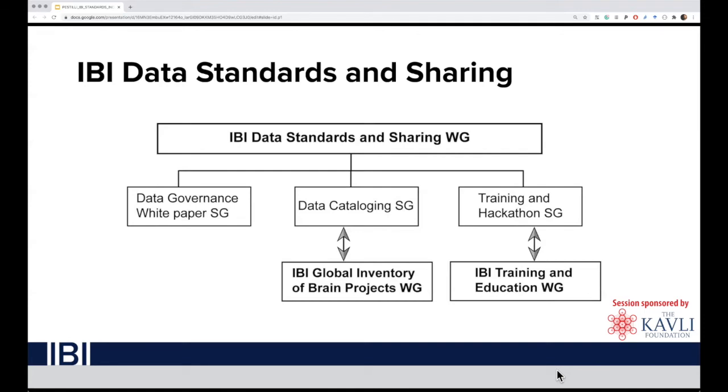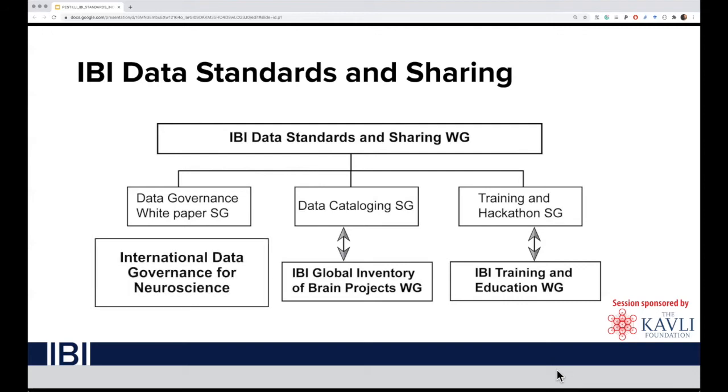But as we were writing the white paper, we realized that there was a need for making the case for international data governance for neuroscience. Indeed, as we were trying to learn about all the different initiatives, we realized that there wasn't clarity and there wasn't organization sufficient for us to develop a full white paper that would describe how all partners of the IBI can interact. As a result, we worked instead on developing an opinion and a set of recommendations for international data governance.